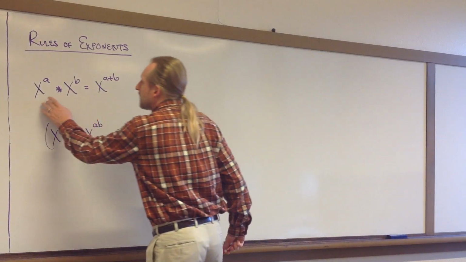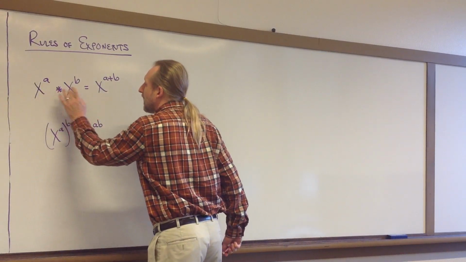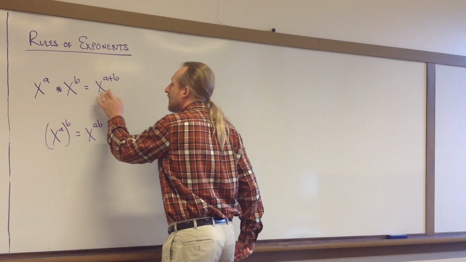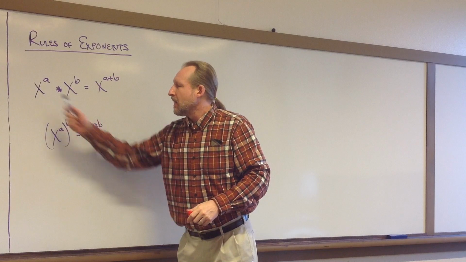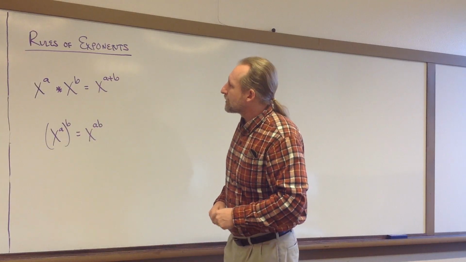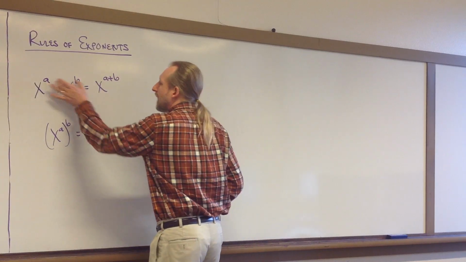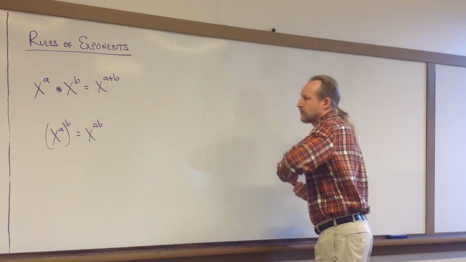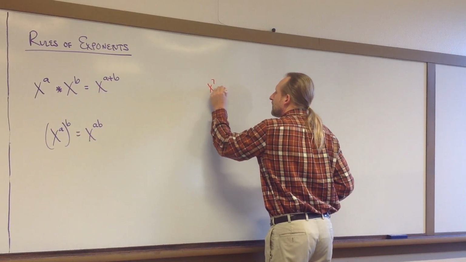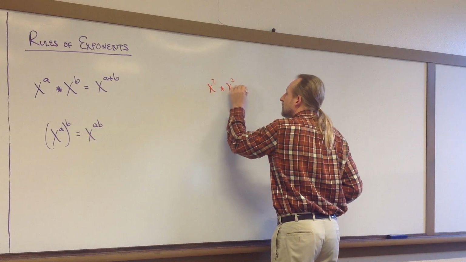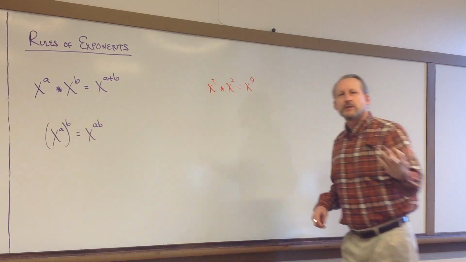If you have x to the a power times x to the b power, you'll get x to the a plus b. If you multiply these exponential expressions, then you add their exponents. So let's look at an example. Let's say you have x to the 7th times x squared. That would be x to the 9th power.